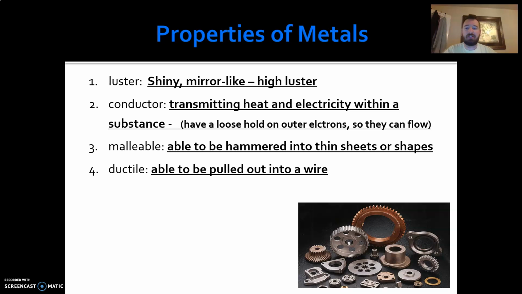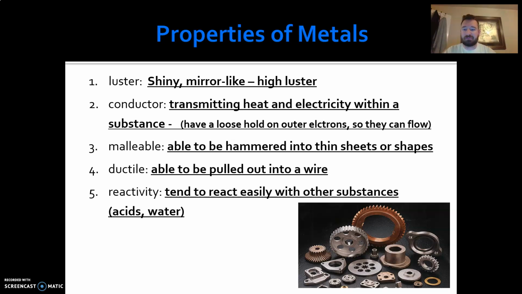Metals are also ductile. They are able to be pulled out into a wire, which is very fortunate for us because if metals were not ductile, then you would not have a very loose and adaptable charger that can move around your bedroom or office freely. You would have to have a very thick or straight and rigid charger that would often break. So very nice that we have metals that are ductile. And they are reactive. Metals tend to react easily with other substances, whether that be acid or water or just the air around us.